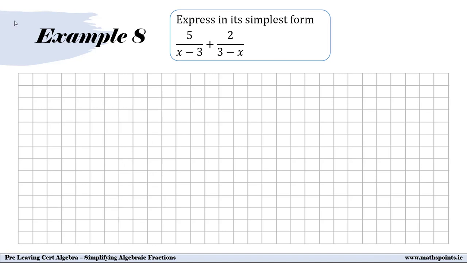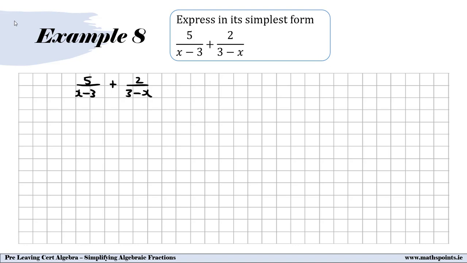We're going to look at two methods for example 8, because what we'll actually see in this example is that there's a little trick we could have employed at the start of the question to make it easier. But let's do it first of all with the same process as we would have done the previous one. So we have 5 over x minus 3 plus 2 over 3 minus x.